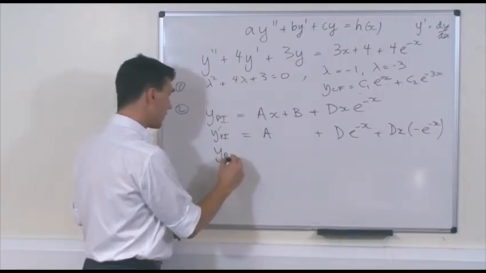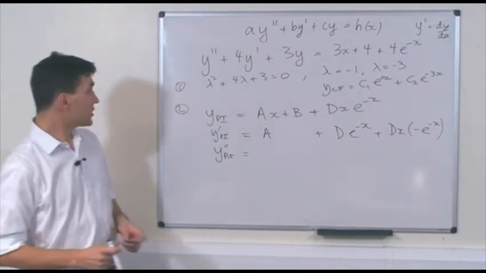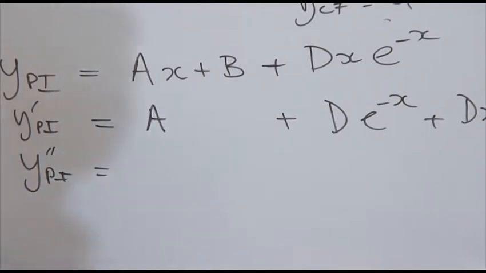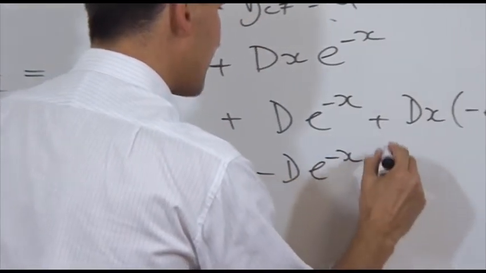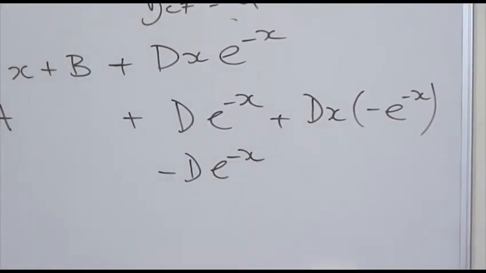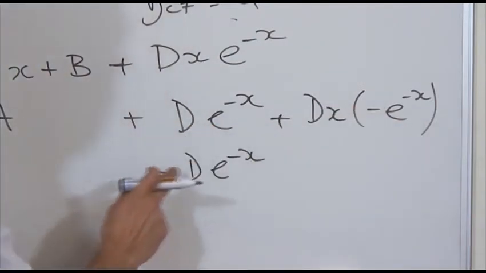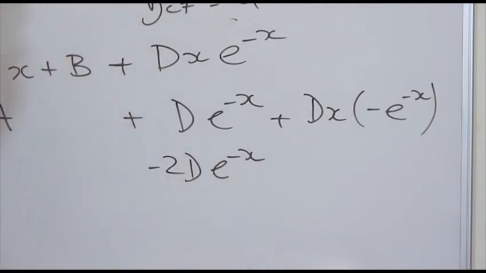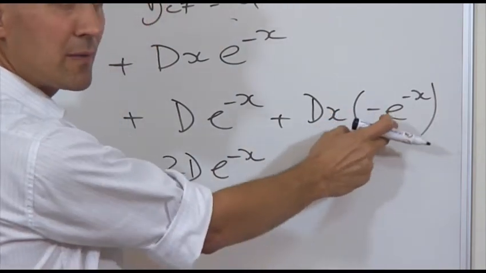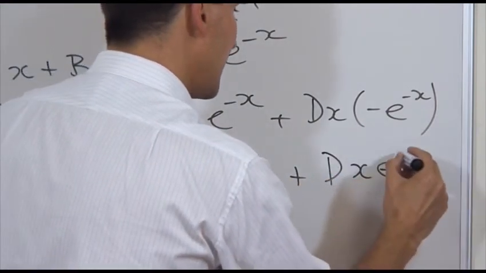We need the second derivative, y_PI''. The derivative of a is a constant, so that vanishes. Here we've got d e^(-x), so the derivative of that is minus d e^(-x). Here we have dx times minus e^(-x). Differentiate that, so differentiating the x first gives us a minus d e^(-x), so this actually becomes minus 2d e^(-x). And then we're left with x times the derivative of e^(-x), which is plus e^(-x). So it is dx e^(-x).